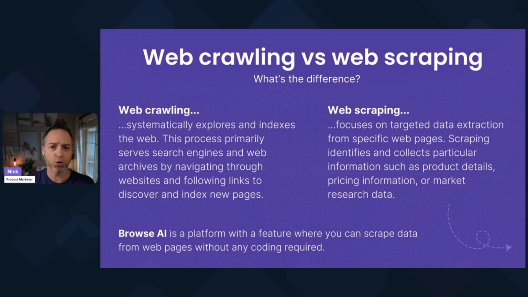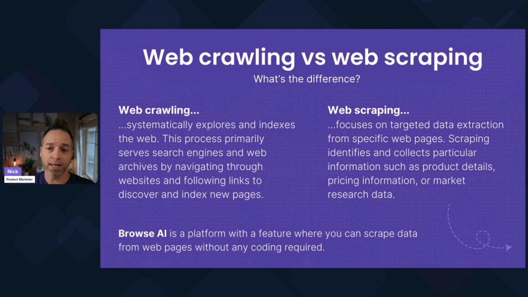So before I get into any more about Browse AI, I want to just clear up web crawling versus web scraping. It's not always clear what the difference is. So web crawling is more of a systematic approach where it explores and indexes the web. So primarily it's for search engines and web archives. It navigates through websites, follows links, and discovers and indexes new pages. So it's meant to kind of click through all the links and see what everything is.